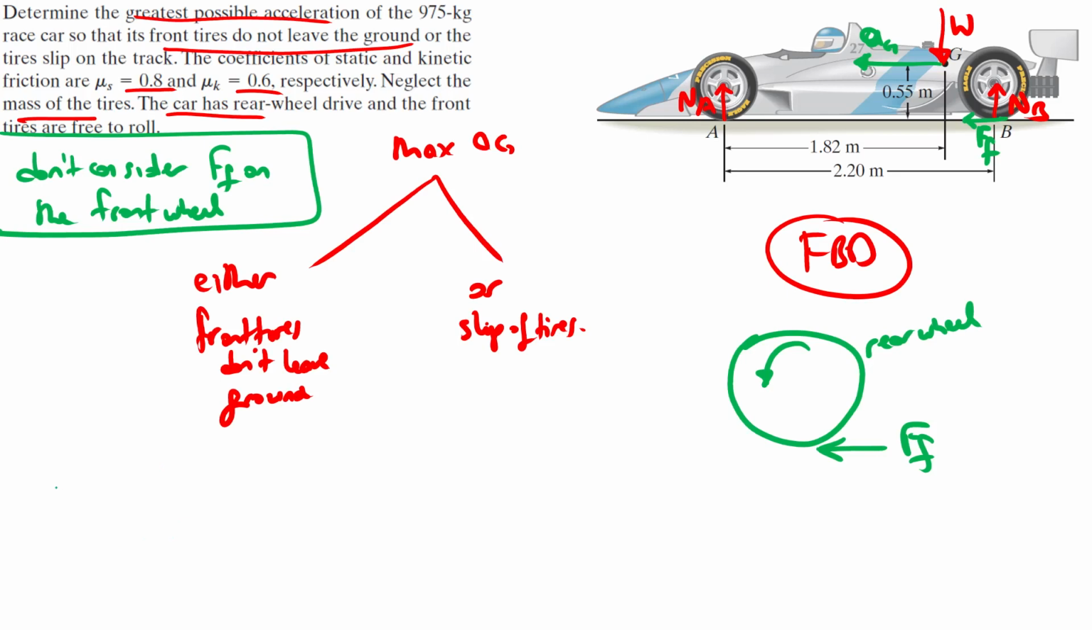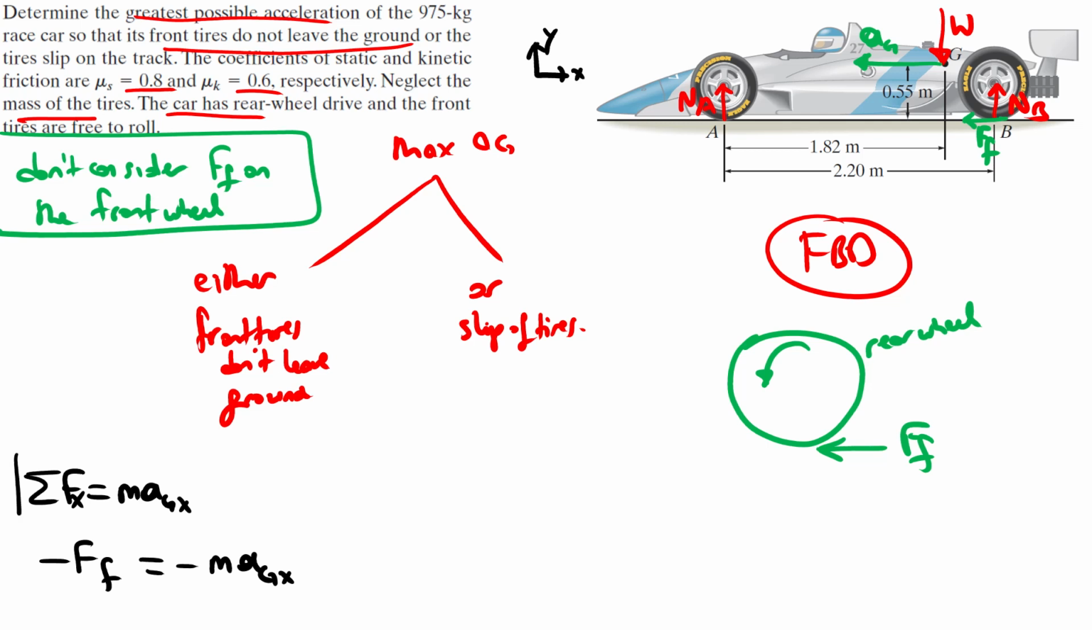The first equation is that we have the forces acting in x direction equal to m a g x. Let's choose the x direction actually. This is the x and that's the y. In x direction forces we have negative F of F, and that will be equal to negative m a g x. This is the first part.